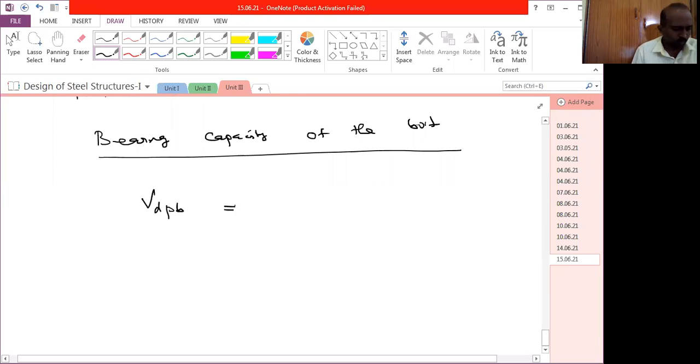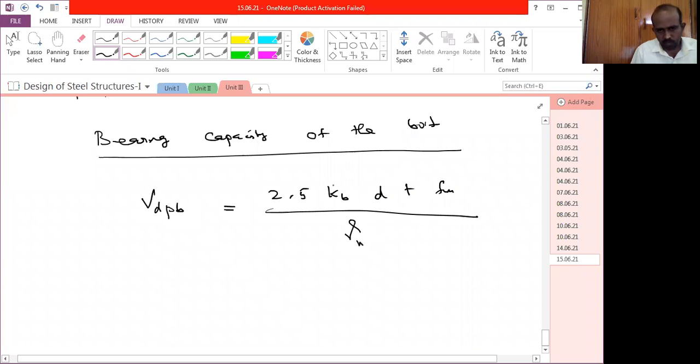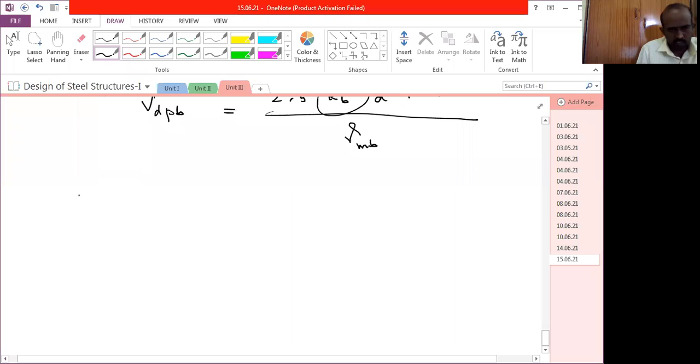Okay. So come to page number 75. All formulas are available. So that is 2.5 kb d t fu divided by gamma mb. Here only one critical is there. The kb value needs to be calculated based on the 4 conditions. Okay. So we need edge distance and pitch distance, both we need.